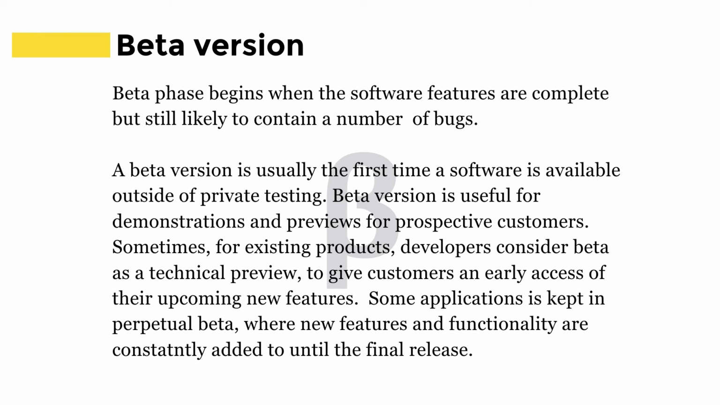So the beta version is actually the first time that your software is available outside of private testing. So sometimes for existing products or applications, we also consider beta as a technical preview. So you try to add some new features, but you're not sure whether everybody will like it or everybody knows how to use it. And you launch it as a technical preview, a beta. You give your customers early access to your upcoming new features. So some applications are famous for keeping themselves in beta stage all the time, where new features and functionalities are constantly added until the final release.